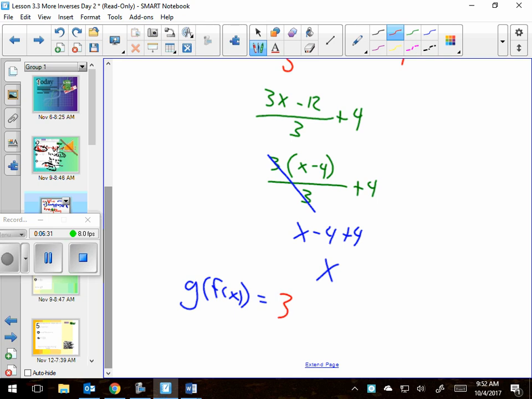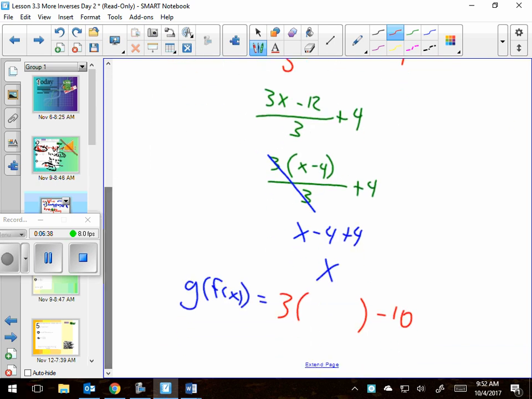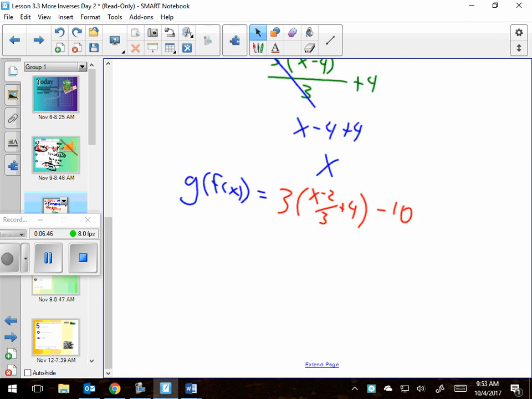Well, here's the g function with a big empty spot, and then I'm going to make it eat the f function: 3 times ((x - 2)/3) + 4. Now, as I multiply this in, do you get to this 3 times this part? The 3's will cancel. And then I have to distribute the 3 over here to the 4 also. Oh, the 3's canceled there, so it'll just be x - 2.